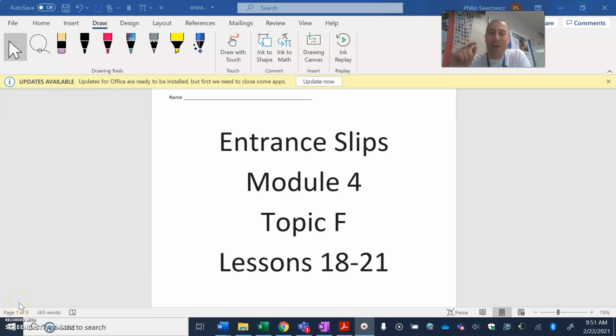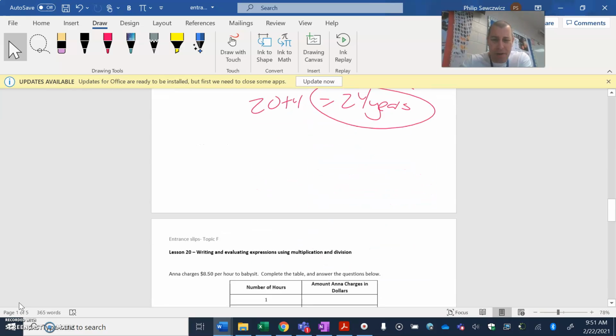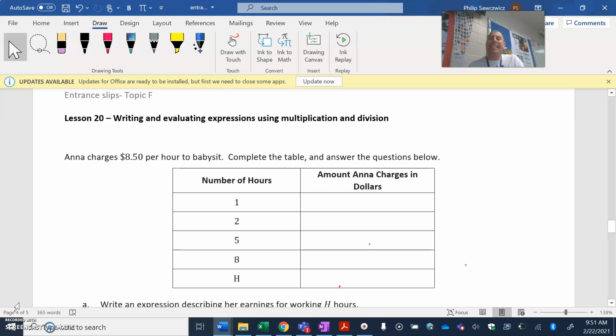Hey, welcome back, everyone. We are in your entrance slips here. As you can see there, Module 4, Topic F. We're in lesson number 20 today. So let's get ourselves down there. And here we go. So in lesson 20, and you probably saw this coming, 19 was all about adding and subtracting with our expressions. So 20, we welcome aboard multiplication and division.